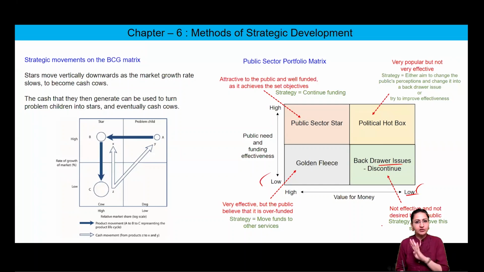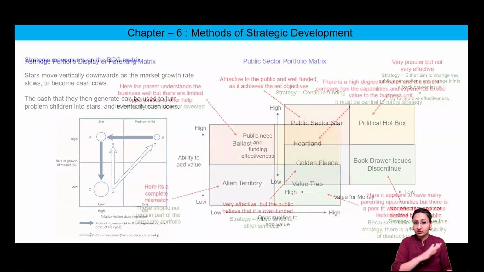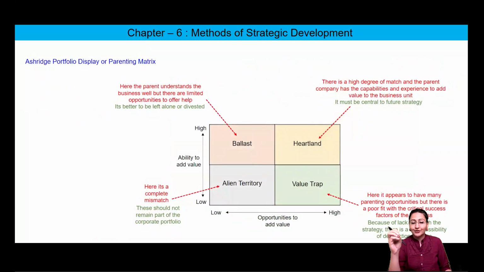Now the 4 terms which you need to learn: 1, public sector star; 2, golden fleece; 3, political hotbox; and 4, backdoor issues. The overall concept remains the same. Here the only difference is what value the public perceives and the value for money proposition of all the 4 items. So you have to take care of your business units or your projects, see which category they fall under, and then decide if further funds must be given to them or not.